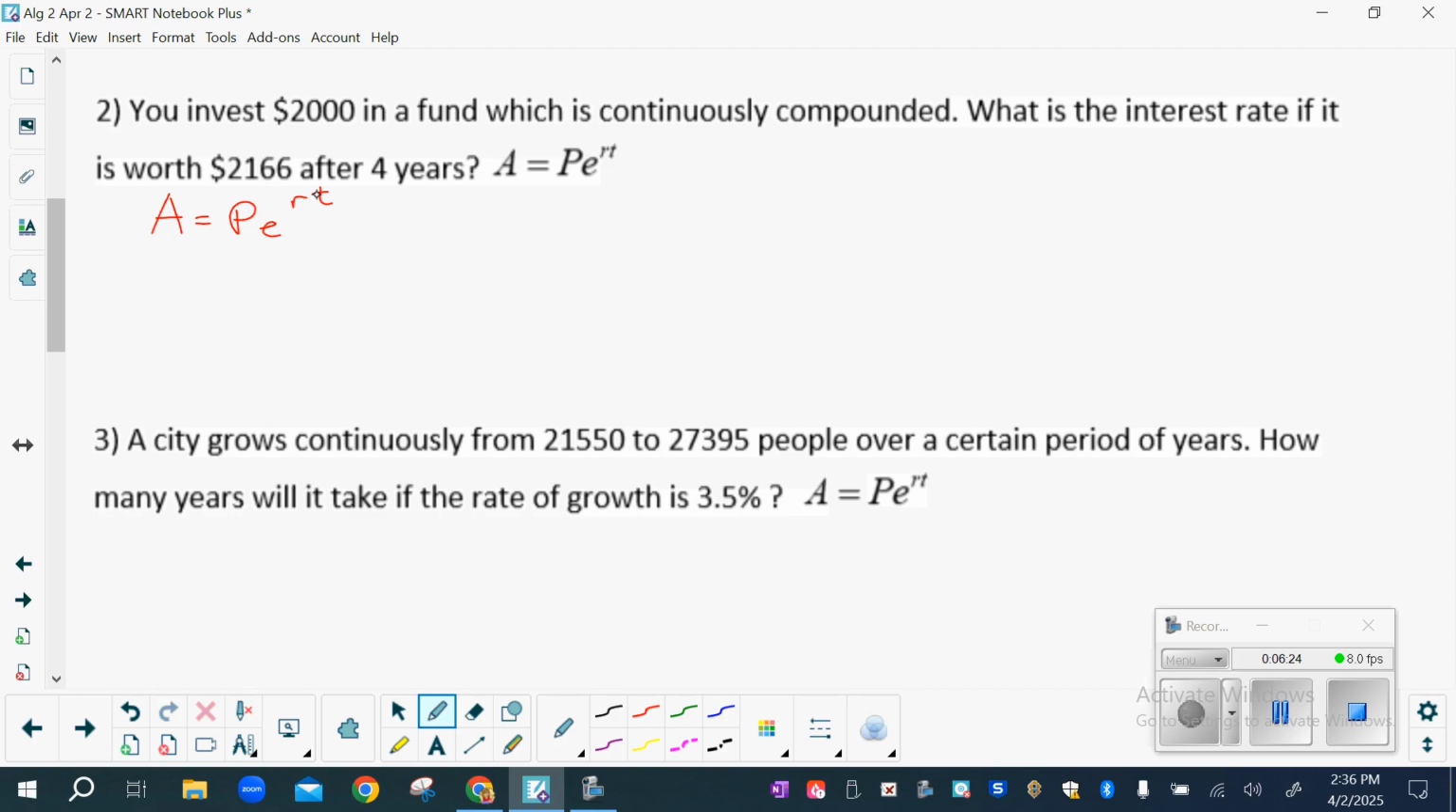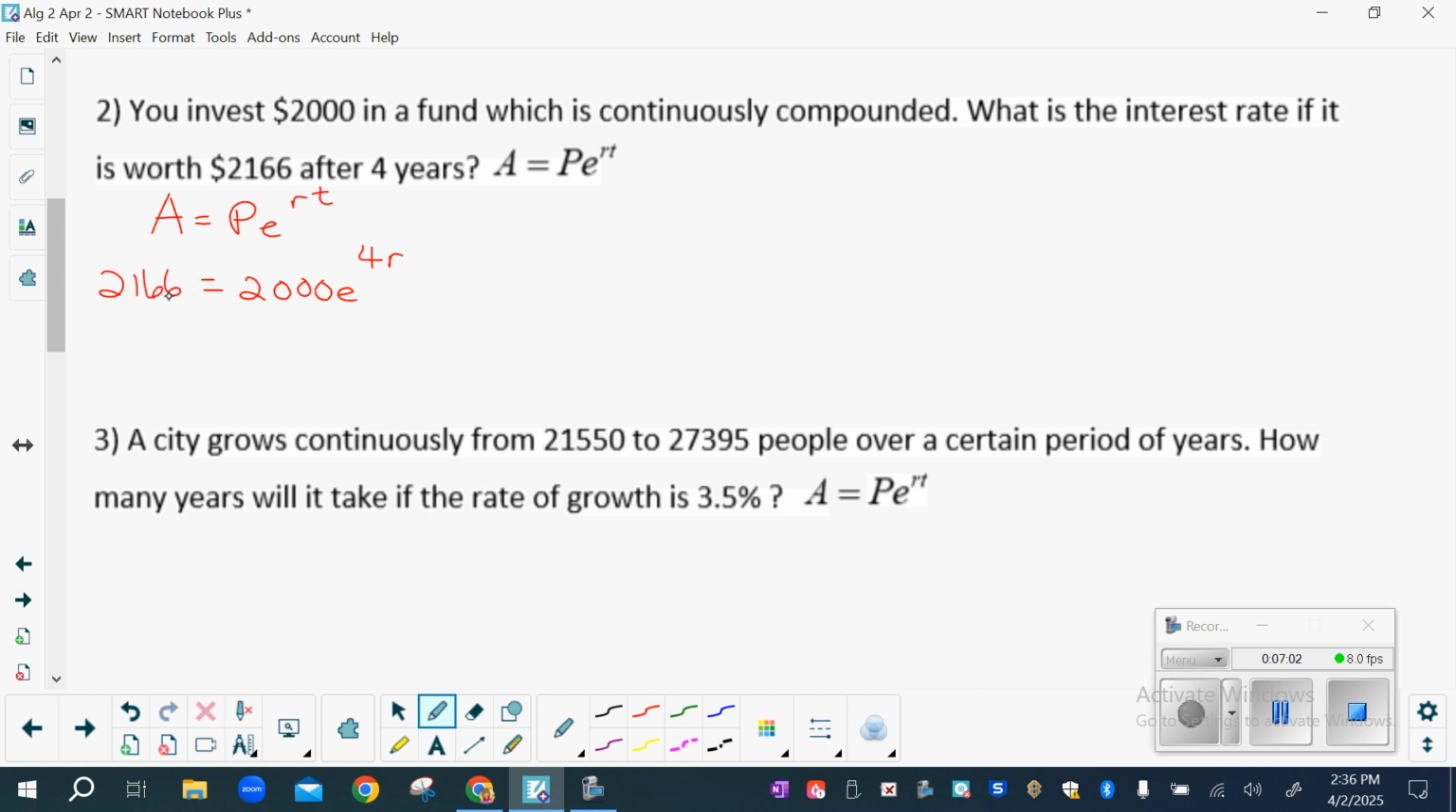So 2,000, I'm going to ask the group. Is 2,000 your beginning amount? Is it your P or is it your ending amount A? Yes, 2,000 is your beginning amount. And then we want to find our interest rate. And the time is 4 years, so 4R. Does that make sense? What's our ending amount in this same group? Yep, 2166.